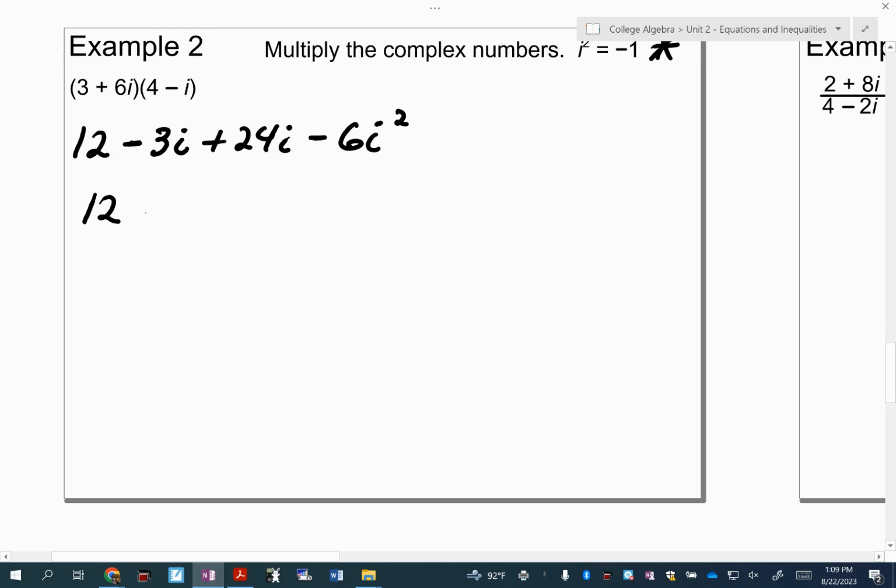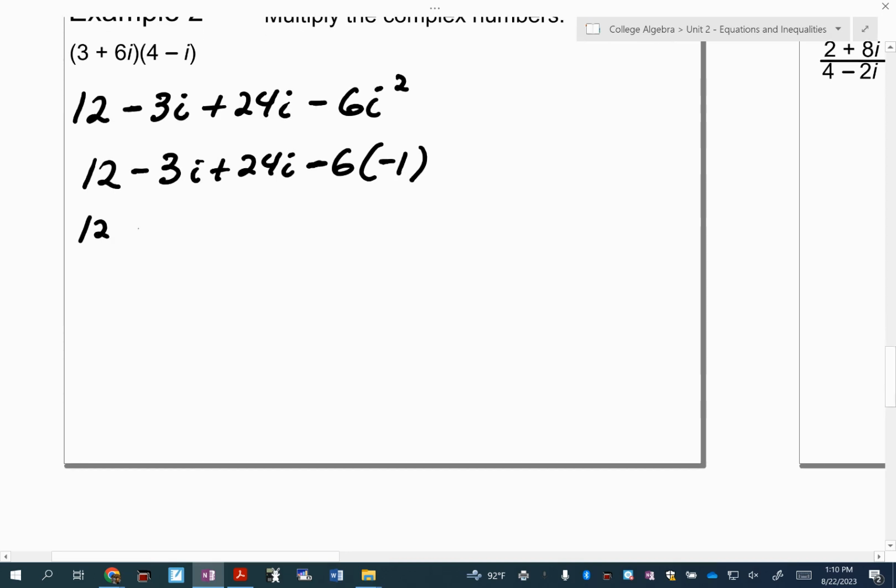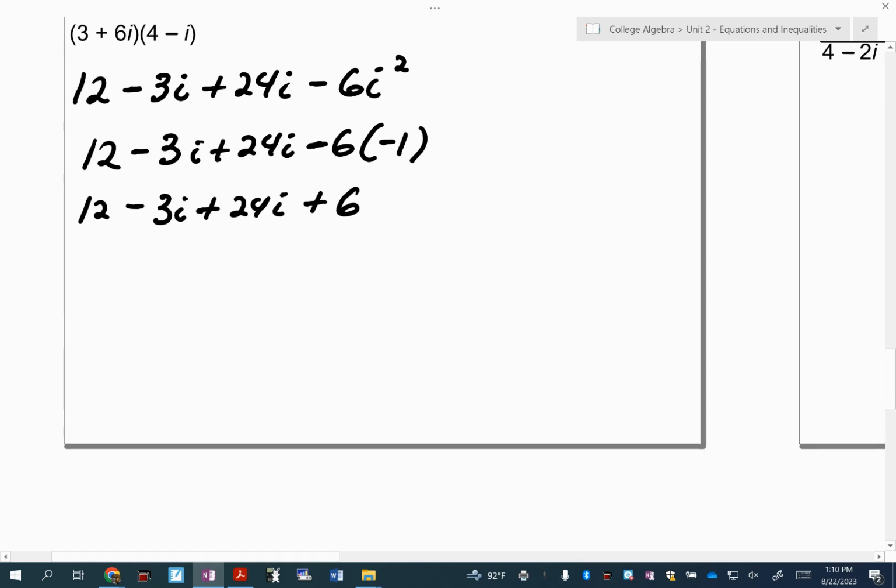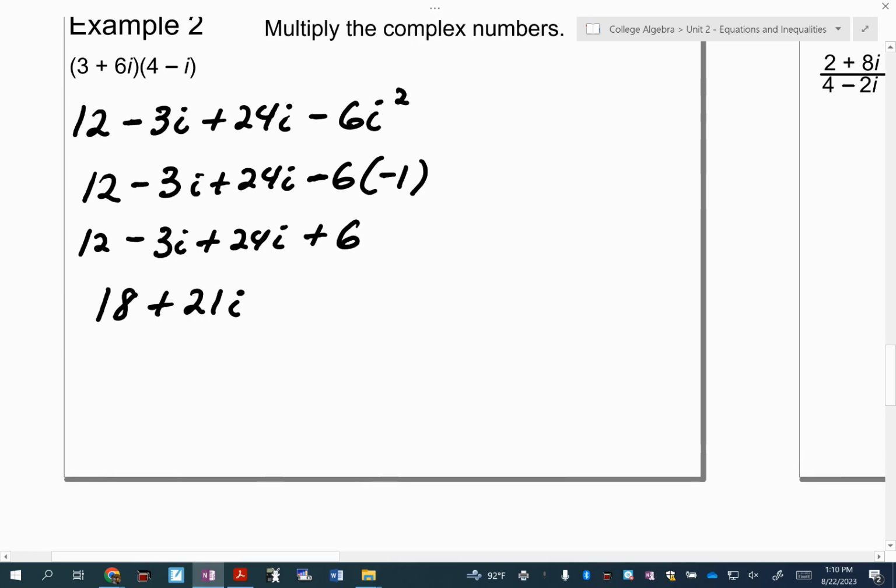The first thing I do is I always go ahead and replace i squared with -1 as soon as I see it. Immediately I need to tell my brain, hey, that's not imaginary anymore. It's a real number. I'm still copying pretty much everything here, except that -6 times -1 becomes a positive 6. And now, like with the addition and subtraction, I'm going to combine the real parts and then combine the imaginary pieces. So 12 + 6 is 18, and -3i + 24i is +21i. All right, and that's it for multiplication.